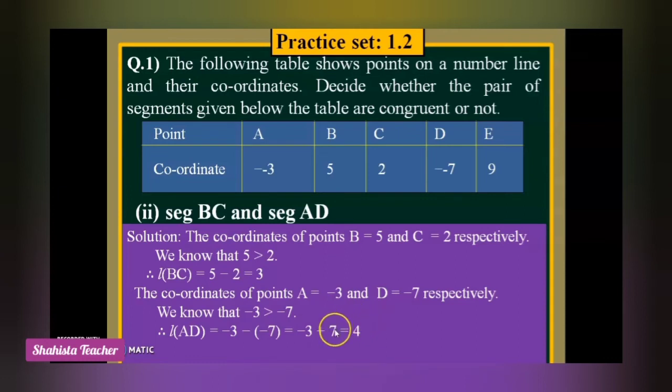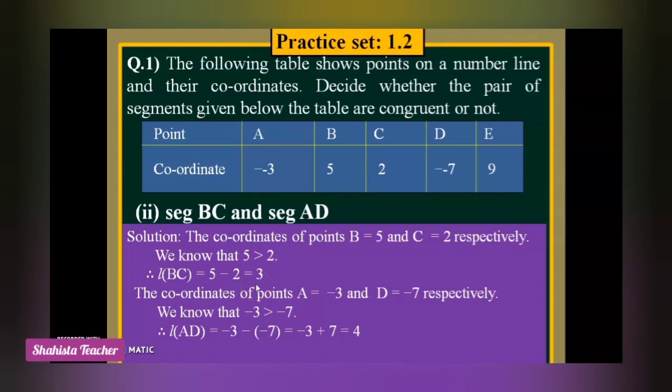So here 7 is the greater number and 3 is the smaller number. So after subtracting we get positive 4, because here 7 is greater. And always remember, distance answer is always positive, never negative. Is that clear? So here distance of AD is 4 and distance of BC is 3.